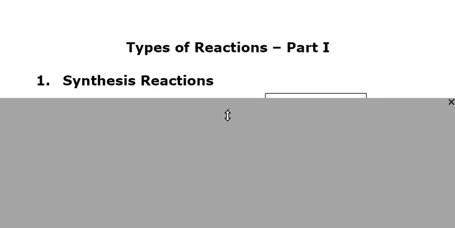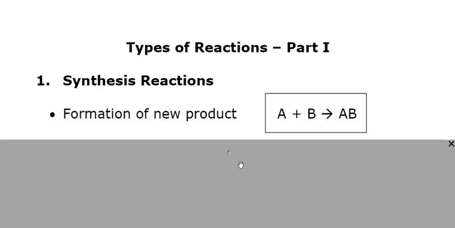To start, what we're going to do is look at synthesis reactions, and we'll quickly go over the general pattern for a synthesis reaction. Synthesis means you're making something new. So here we're making a new product. When we look at it in terms of a chemical reaction, you're going to have one or more reactants, and they're going to combine and give you one new product.